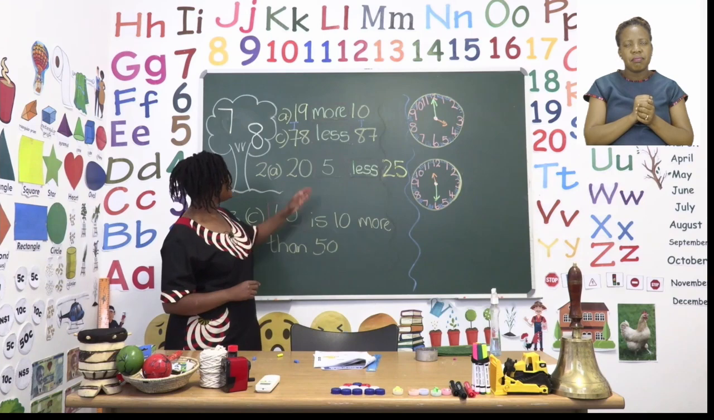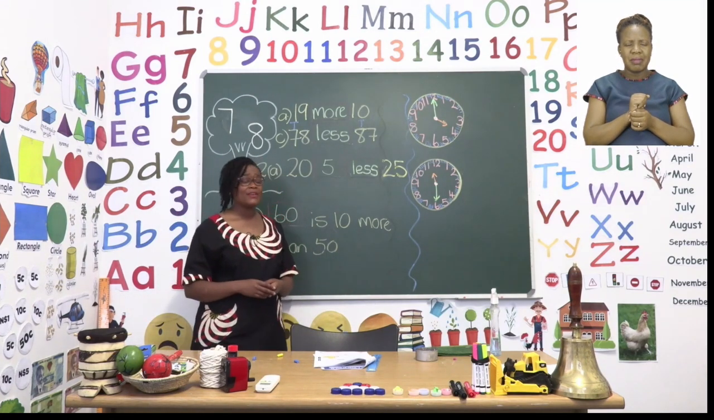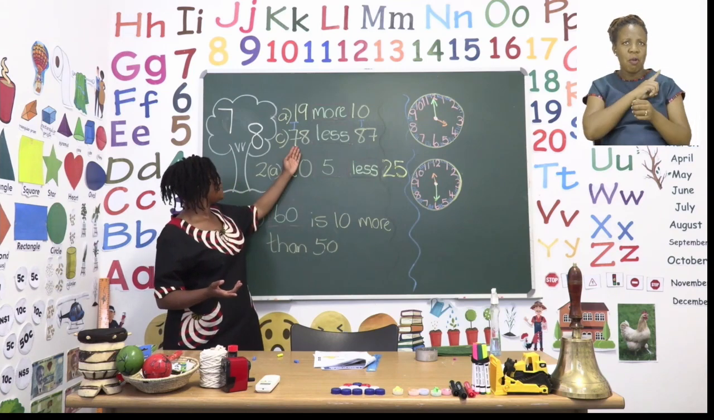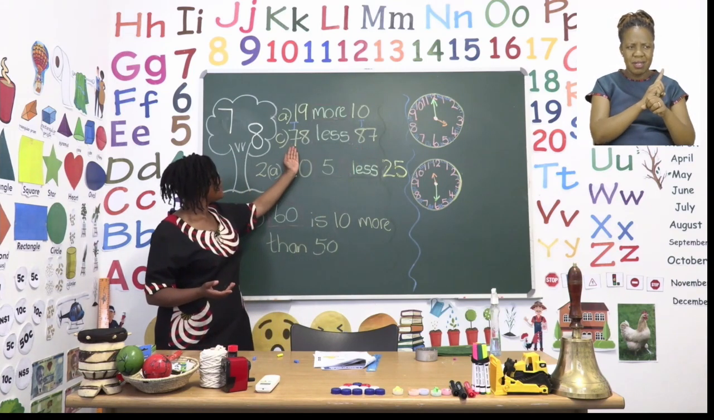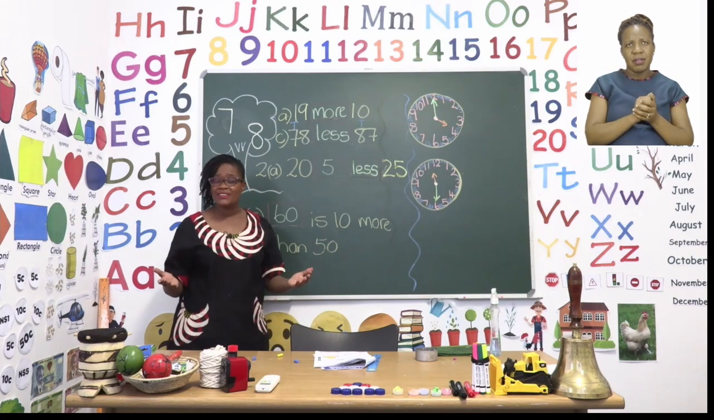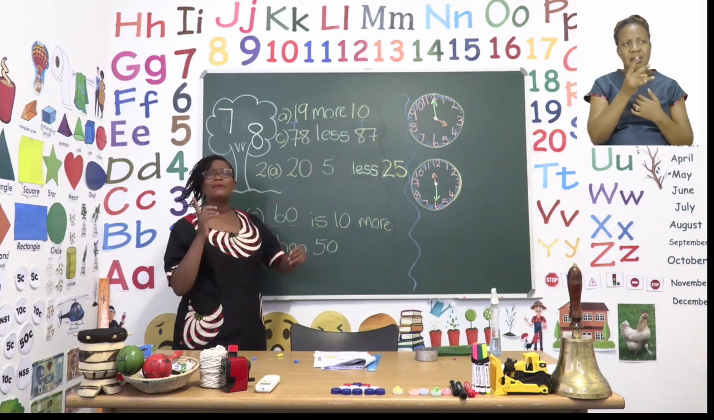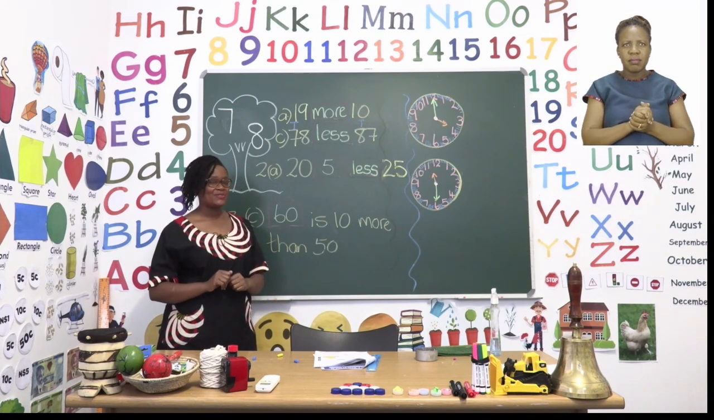Now, for the C part of it, it's kind of tricky because the figures are the same. For the first digit, we have 7, and here we have an 8. It says 78, 87. Now, I've already put the answer is less, but how did I get that answer? Well, I used my tens and units.